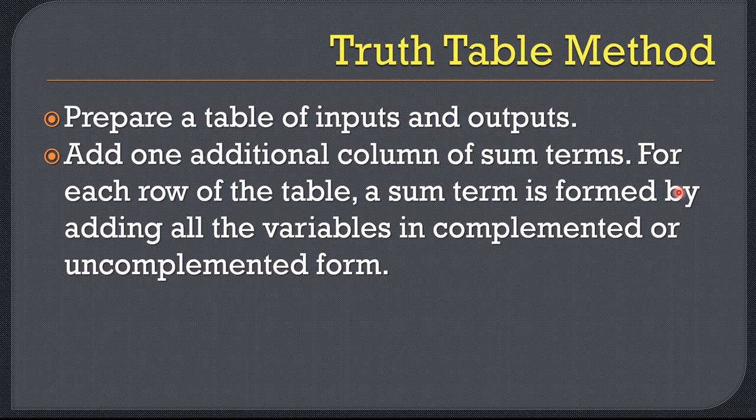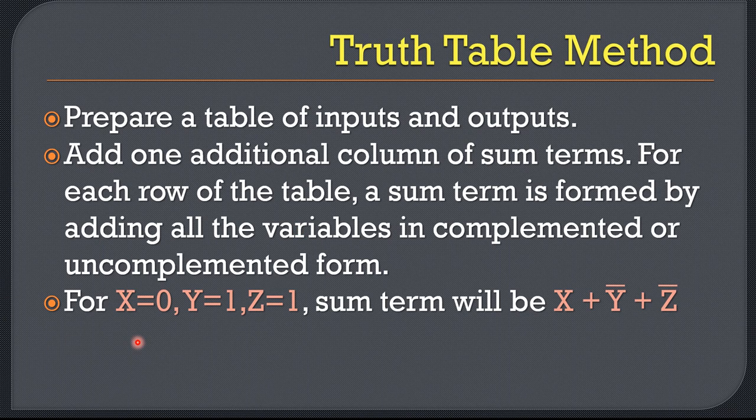For each row of the table, a sum term is found by adding all the variables in complemented or uncomplemented form. Here you are not going to multiply, you are going to add up all the variables. That is the difference. It is almost like inverting everything, just opposite to the SOP form. In SOP form we found the products by multiplying all the variables. Here you are going to add up all the variables and then finally multiply all the terms.